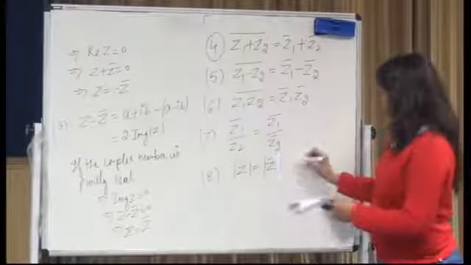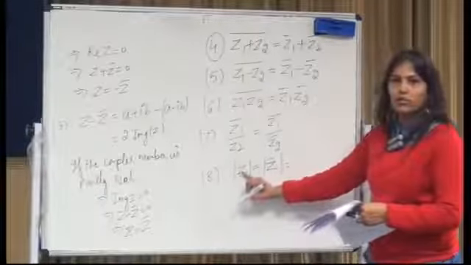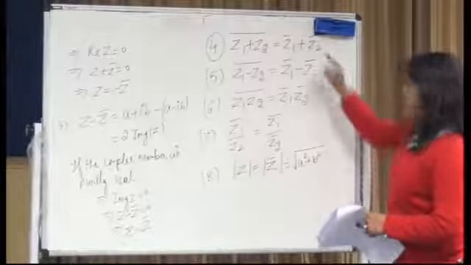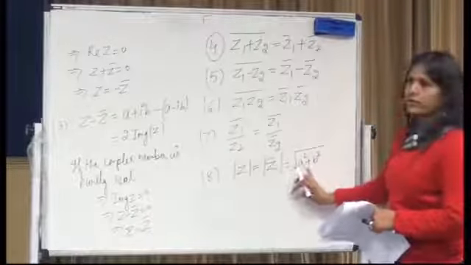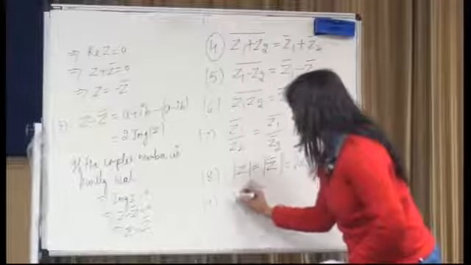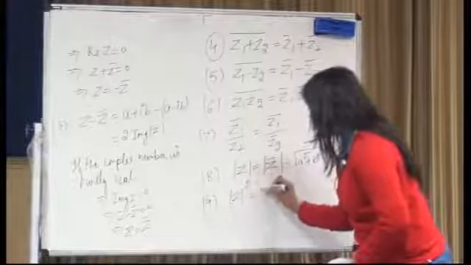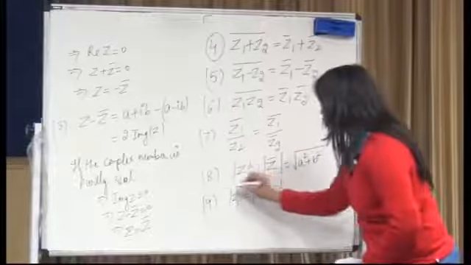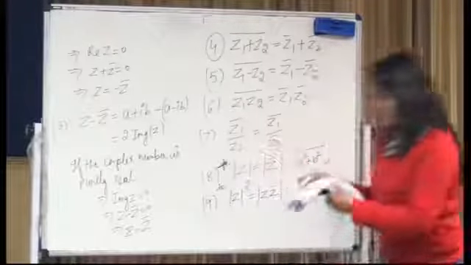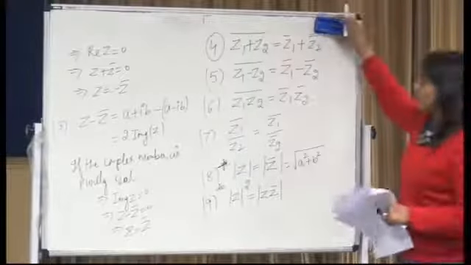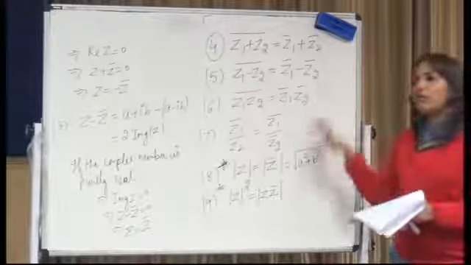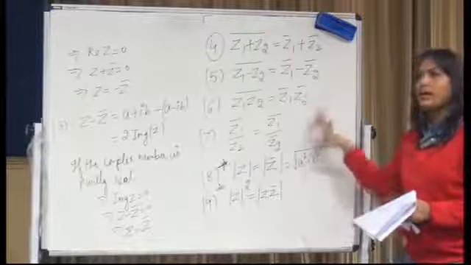Okay, and the definition of mod z I have given you: if z was a plus iota b, then mod z bar is also defined like this. So mod z we have defined. Now the last one, an important one, mod z square is basically z times z bar. This also we use, you can verify. Fine. So this is all about the properties. If you have any question, you can ask me.